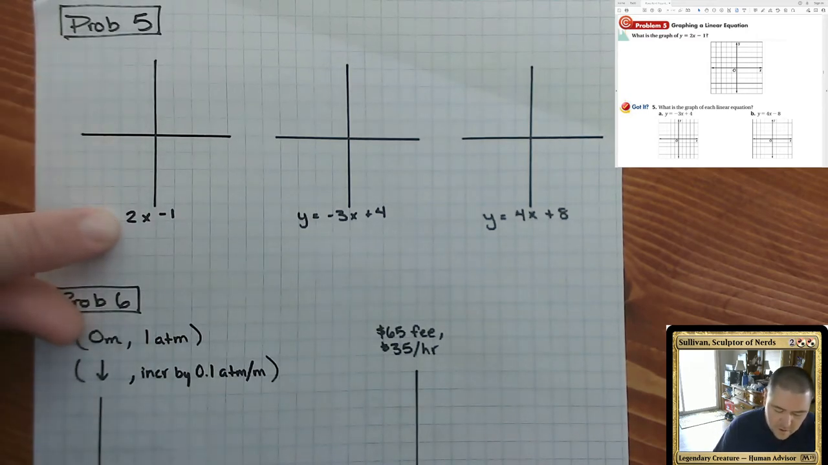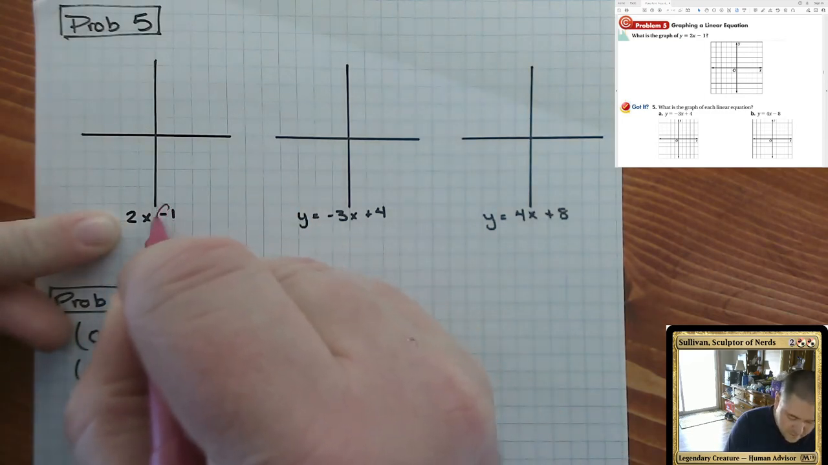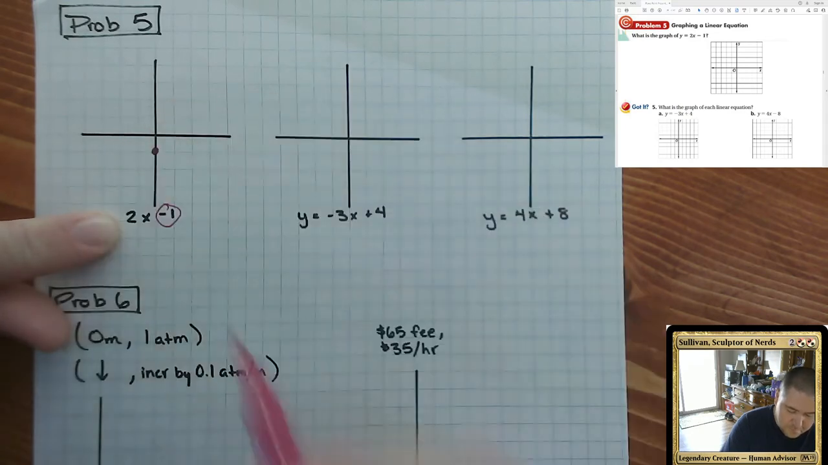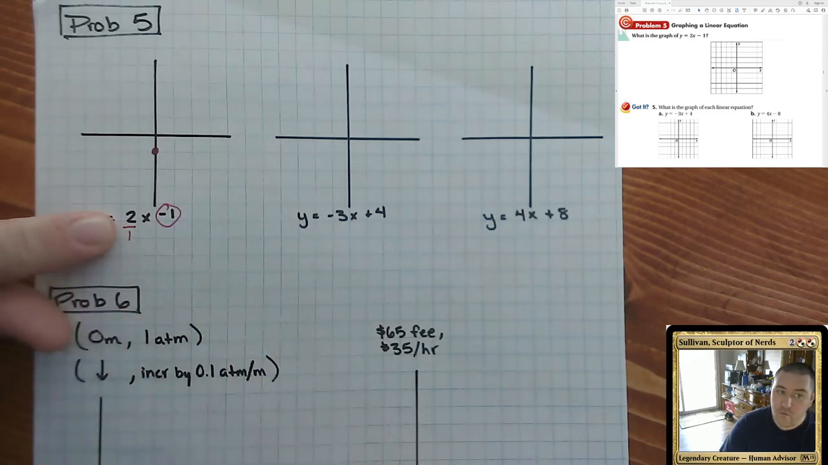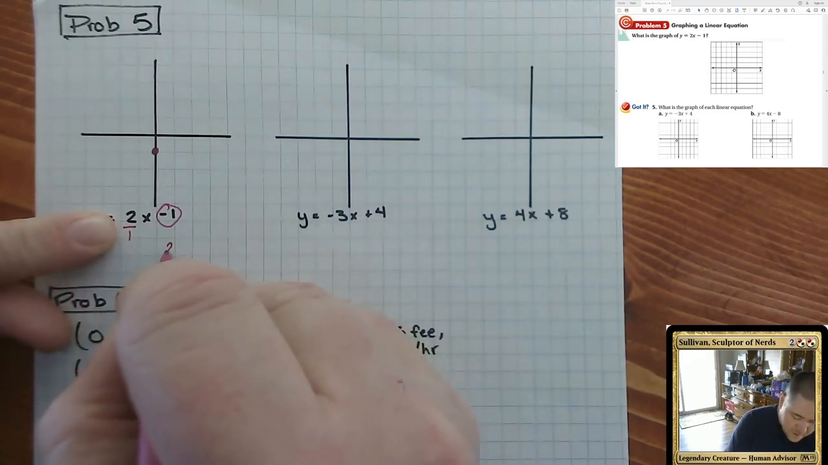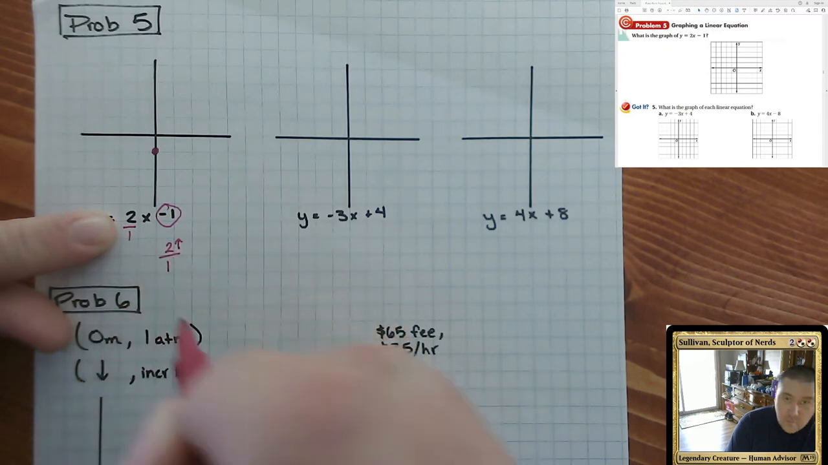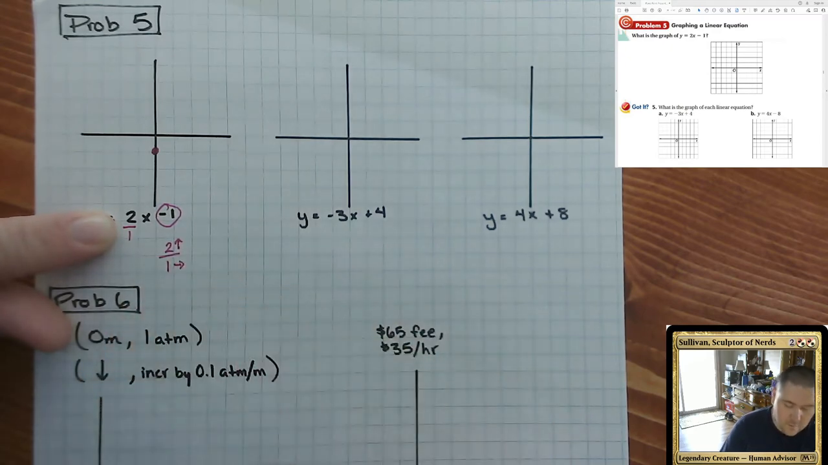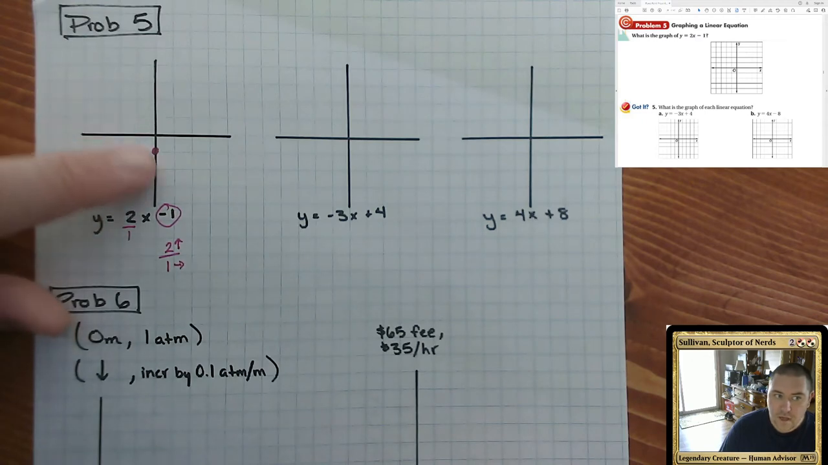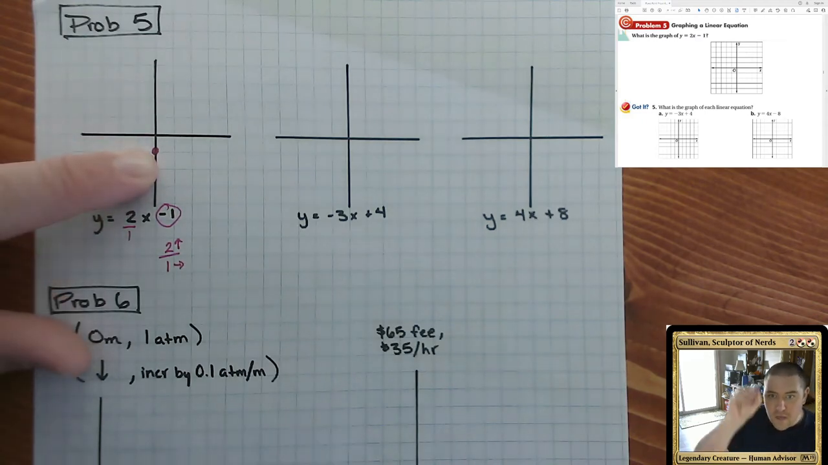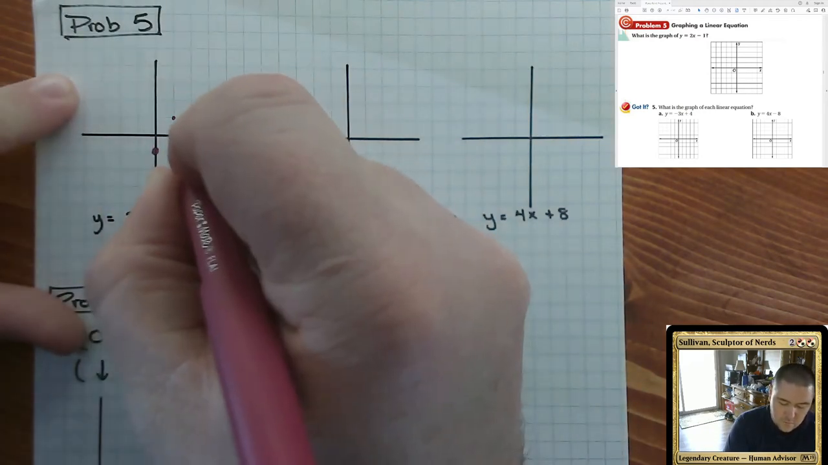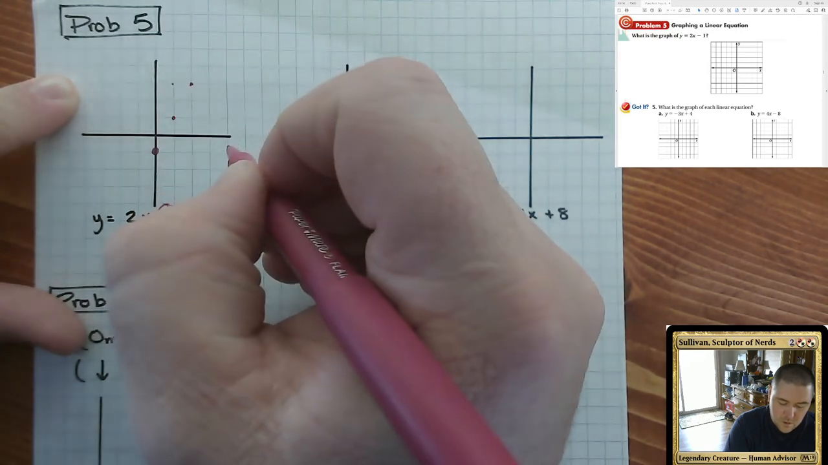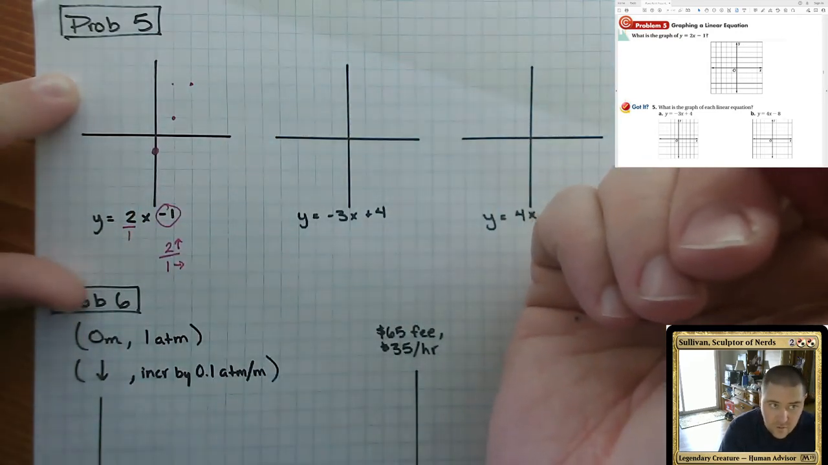If I want to graph something that is y equals 2x minus 1, I have a y-intercept of negative 1, so I go put a dot at negative 1. 2, written as a fraction, I put it as 2 over 1. That is a slope of up, because it's positive 2, and to the right. So I just take this dot, and from there I'm going to make my own steps. I'm going to go up 2, right 1. Up 2, right 1. I'm just going to do that as many times as I can fit on the graph.